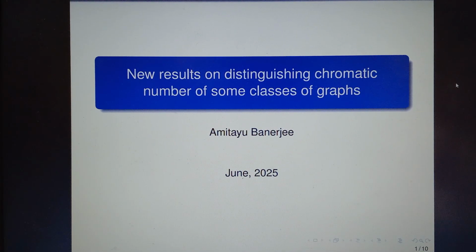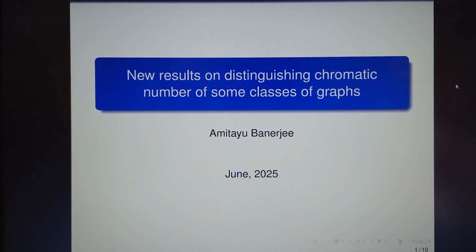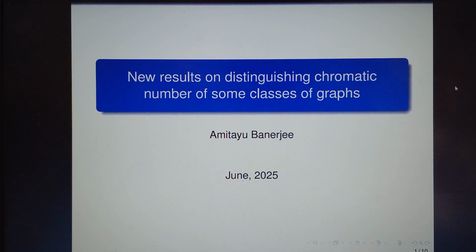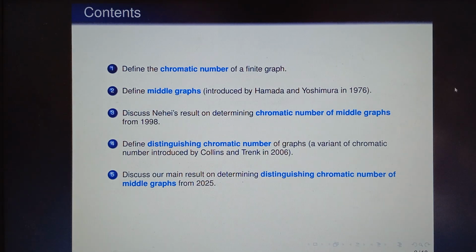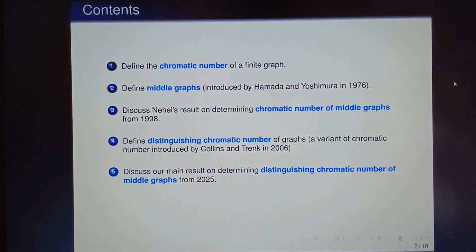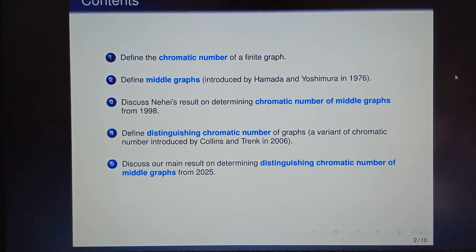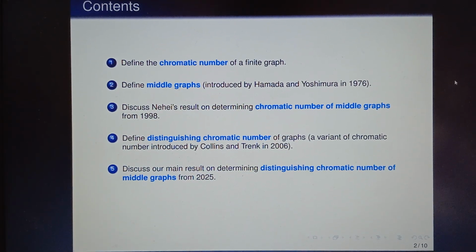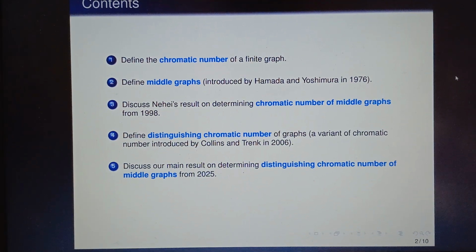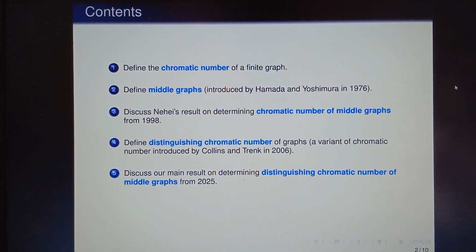Hello everyone. Today I am going to speak about some of our new results on distinguishing chromatic number of some classes of graphs. Firstly, I would like to define the chromatic number of a finite graph. Secondly, we will define the middle graph introduced by Hamada and Yoshimura in 1976. Thirdly, we will discuss Nihai's results on determining the chromatic number of middle graphs from 1998.